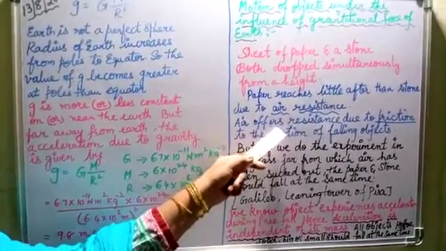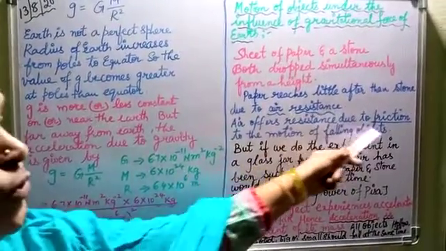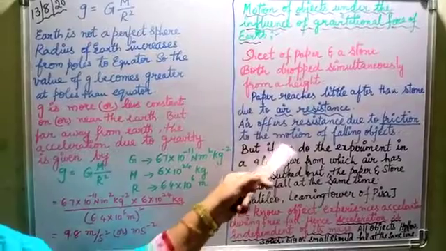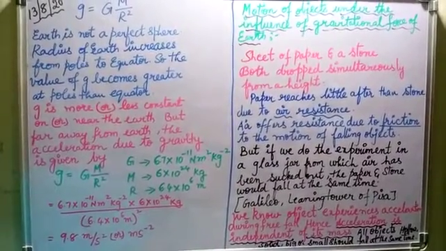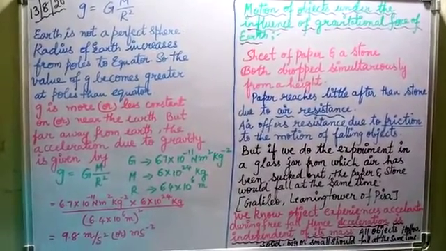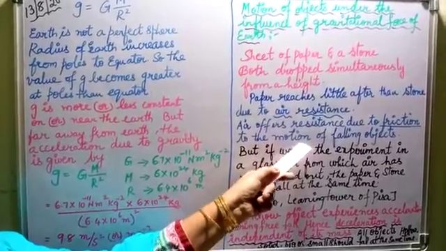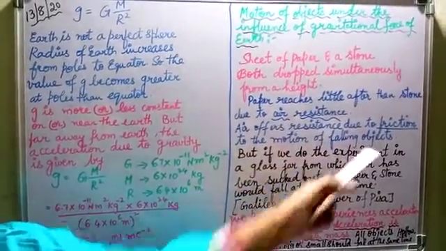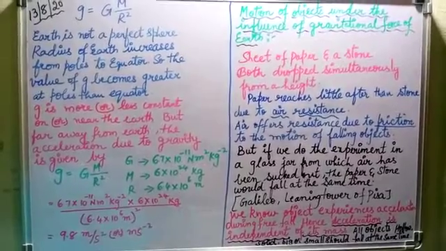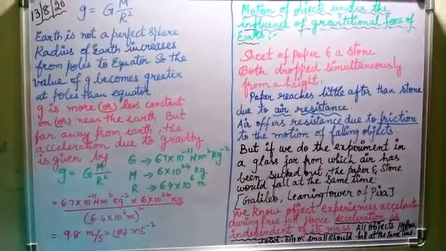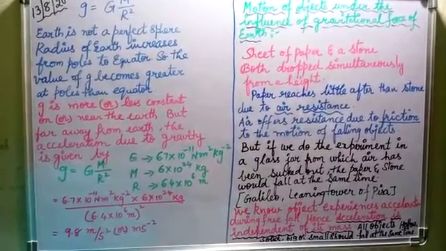Air offers resistance due to friction to the motion of the falling objects. So why is air offering resistance? Because of friction to the movement of the falling objects, the objects which are falling down. That is why the paper will reach a little later than the stone.